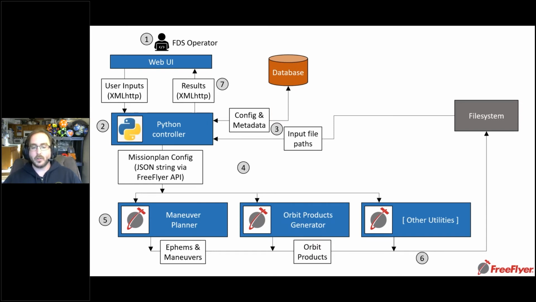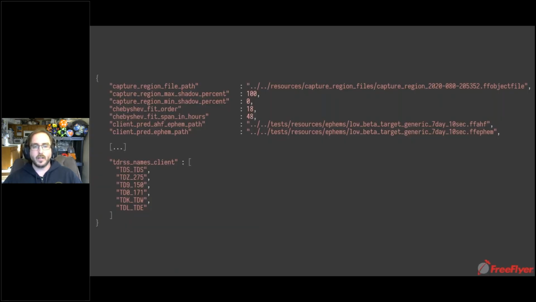I'll go back to the data flow slide in a second, but I just want to show a quick example of this JSON config. So this is a portion of one of our JSON configuration files, just showing what you would expect: a key, like the capture region file path, and then here's the path, and what we consider to be the maximum minimum shadow. This is what gives us that extra flexibility over how the code is behaving.